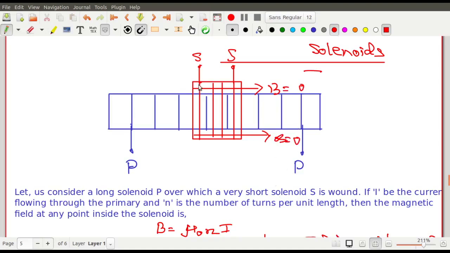So there is no effect of this region of the solenoid. This region of the solenoid is of no effect.